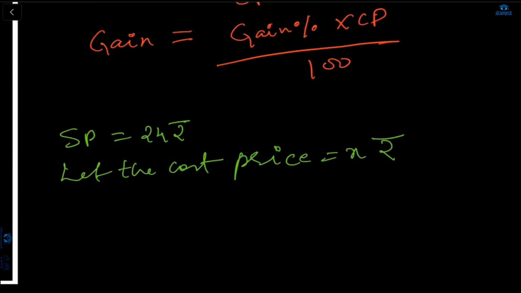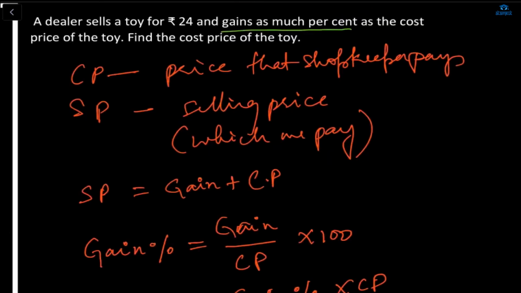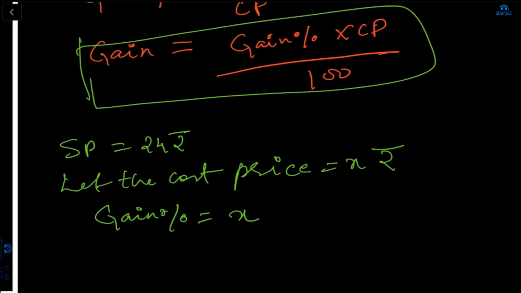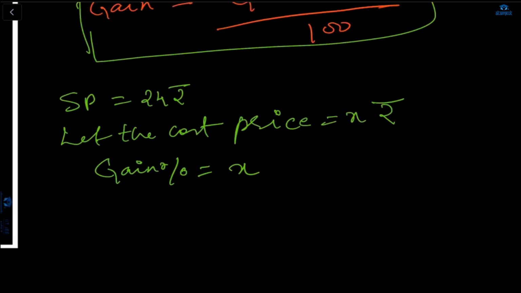अब यहाँ पे gain percent क्या है? Gain percent आपको दिया हुआ है, क्या दिया हुआ है? Is equal to cost price. देखो यहाँ पे लिखा हुआ है gain as much percent, उसने कितना किया? As much percent as cost price. ठीक है, तो यहाँ पे gain percent आपका दिया हुआ है, gain percent इक्वल कितना है? Is equal to x. ठीक है, तो गेन परसेंट आपको x दिया हुआ, इसीलिए मैं गेन निकालने के लिए ये फॉर्मूला यूज करूंगी. ठीक है, वो एसपी माइनस सीपी नहीं करूंगी, क्योंकि एसपी माइनस सीपी करके आपका इक्वेशन वैसे नहीं बनेगा ना. ठीक है, तो गेन परसेंट इज इक्वल टू x.